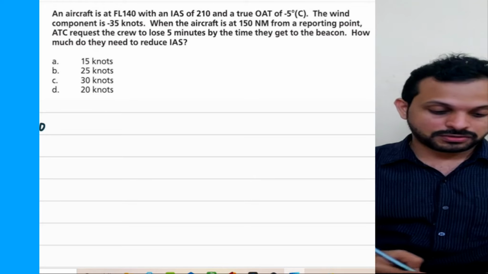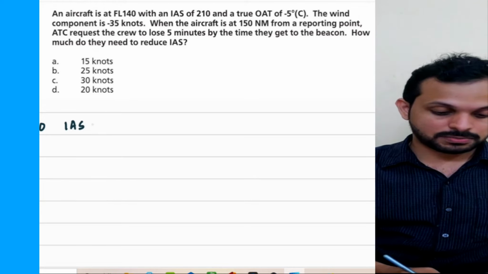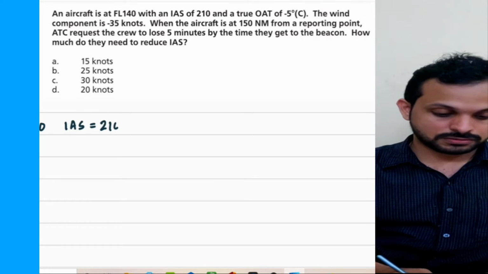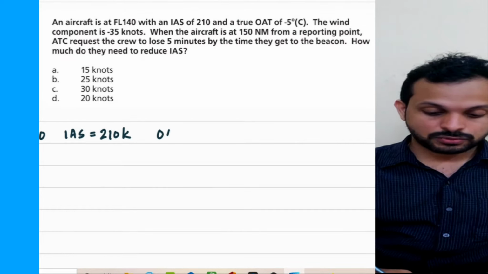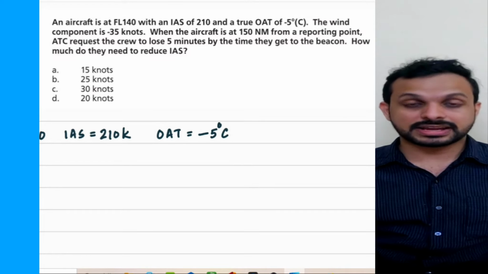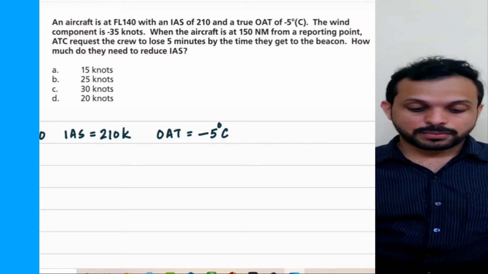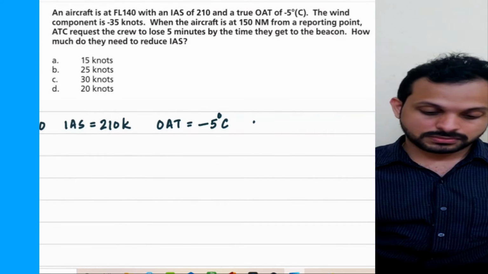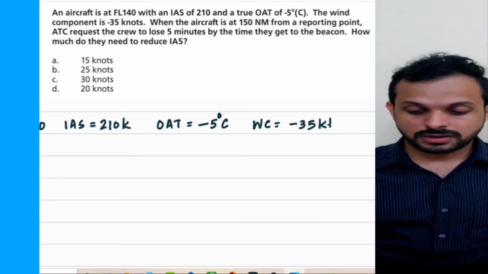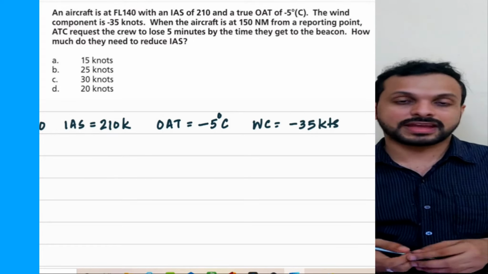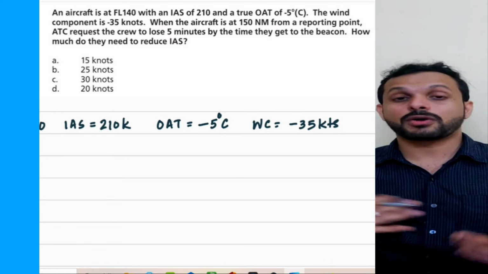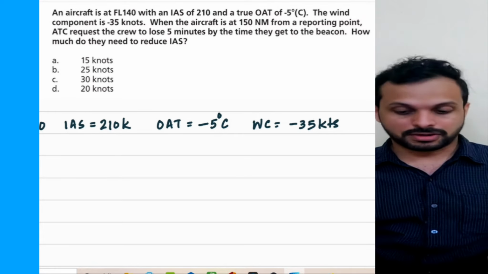So flight level 140, the aircraft is flying with an indicated airspeed of 210 knots, and an outside air temperature of -5 degrees Celsius. The static or the outside air temperature. The wind component is given as -35 knots. Now, when you have a negative wind component, obviously it's a headwind, and the negative shows that your ground speed is going to get reduced. It's opposite to the path of the aircraft, right?